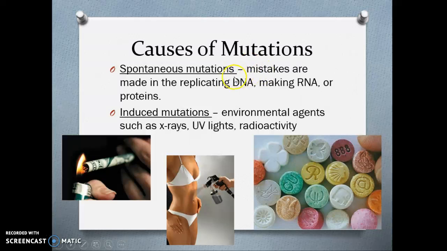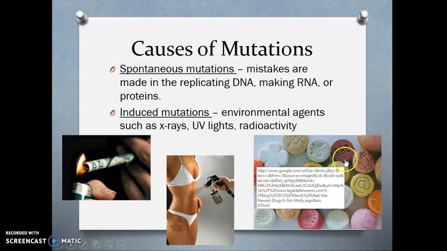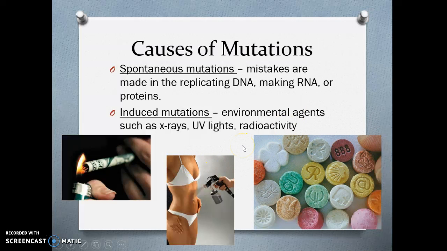And then there's induced mutations. Induced mutations are when the environmental agents change it. And we've already talked about these a little bit, like UV exposure, radioactivity, drugs. All of these can actually change the way you are transcribing and translating your proteins.